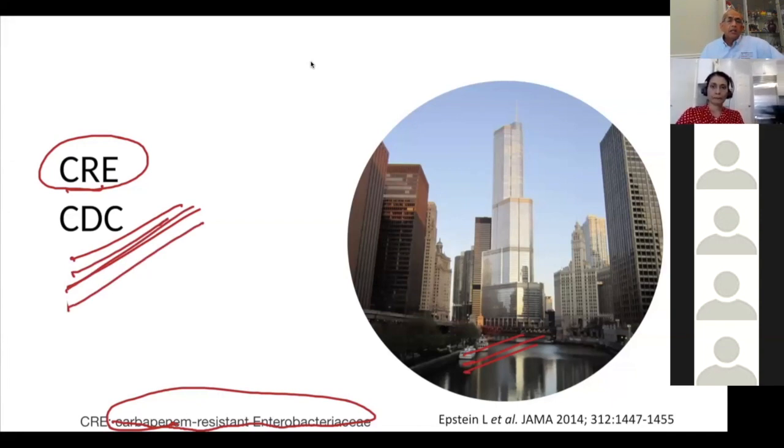And this paper came in JAMA in 2014, and I would encourage anyone interested in how one investigates an outbreak of infection. This is an article to read. It's a beautiful article, and you will figure out how they traced the infection from one scope to the next scope, or from one scope to a particular patient.